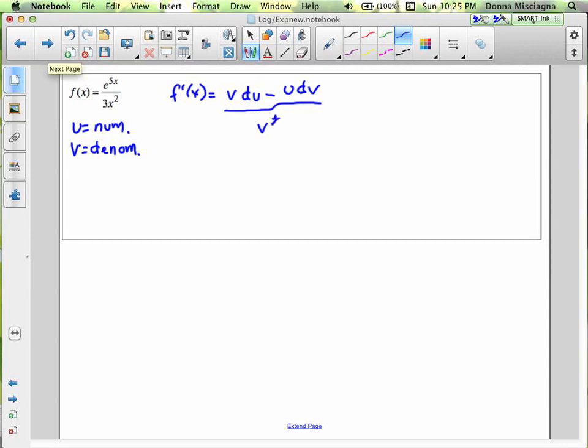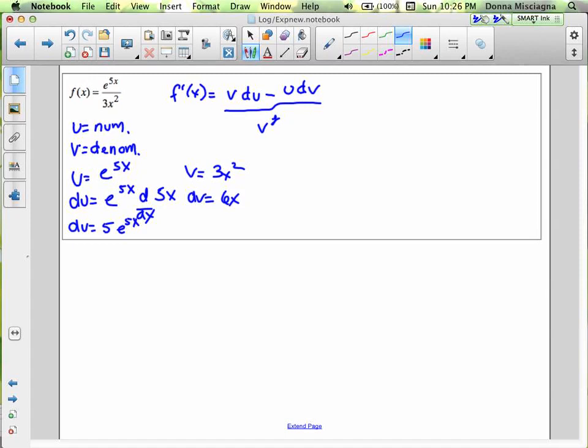I've got a lot more space than you probably have, so I'll try not to write too much here. U is equal to e to the 5x. Derivative of that is going to be e to the 5x times, we have to take the derivative of the 5x, and that's just 5. So du is going to be 5e to the 5x. Denominator v is 3x squared. Derivative of that is 6x. Just 3 times 2, reduce the exponent by 1.